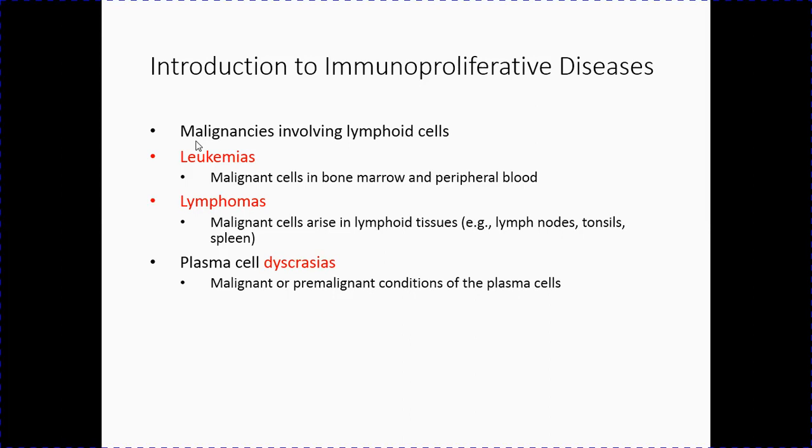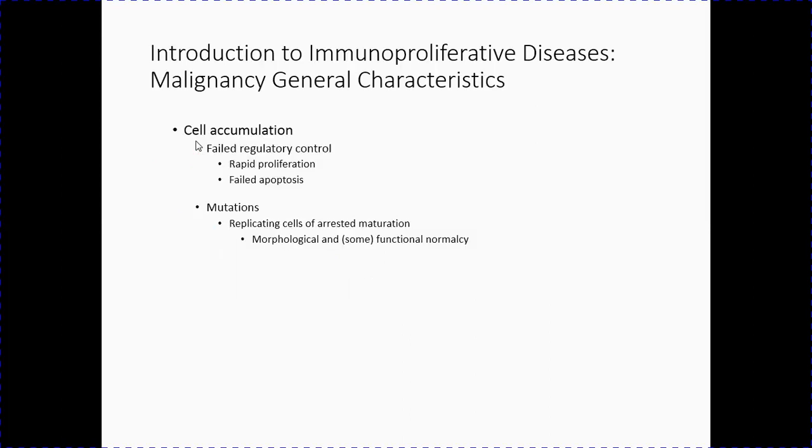And then plasma cell dyscrasias, and another word for dyscrasia is just a condition or disease. Plasma cell dyscrasias are malignant or pre-malignant conditions of plasma cells that can involve the bone marrow. It can involve some of the primary or secondary lymphoid tissues, and even some non-lymphoid tissues, as we're going to see today. Plasma cell dyscrasias are not leukemias or lymphomas, but are really an immunoproliferative disease unto themselves. We're going to see that there can be really an overlap between the sites in the body affected by leukemias and lymphomas as we move through the chapter today.